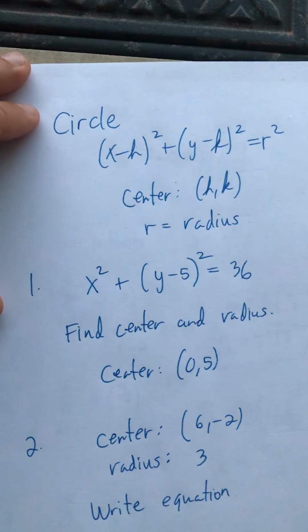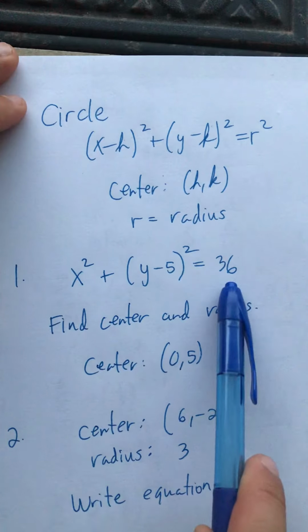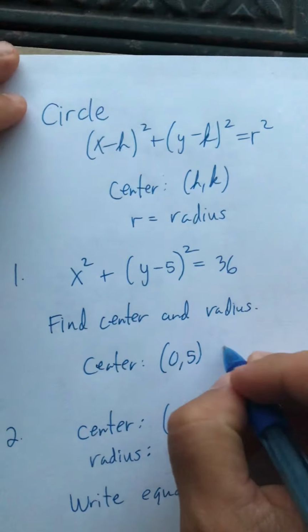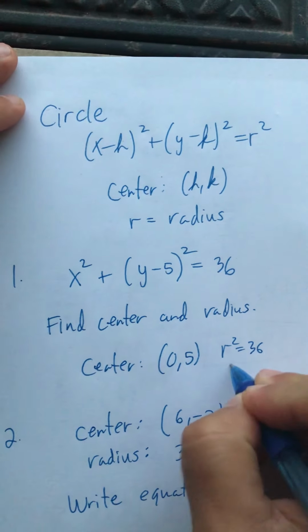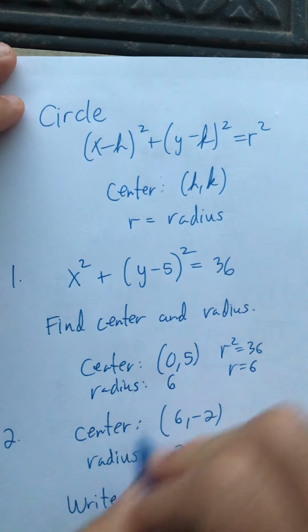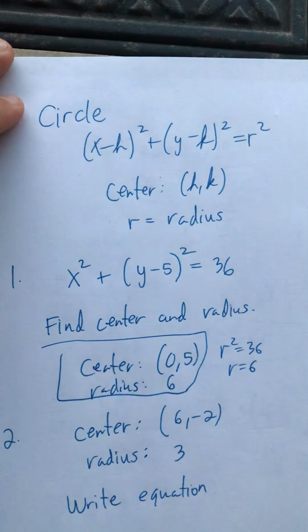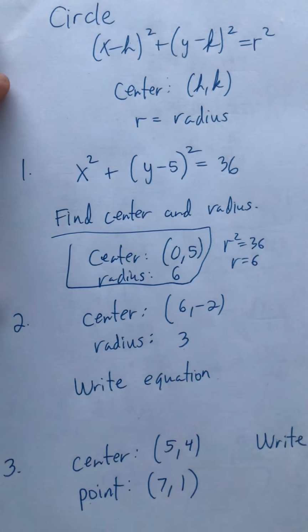And now what is my radius? Well, 36 is r squared. R squared is equal to 36. That means r is 6. So my radius is 6 units long. Very easy. Next one is the opposite question.